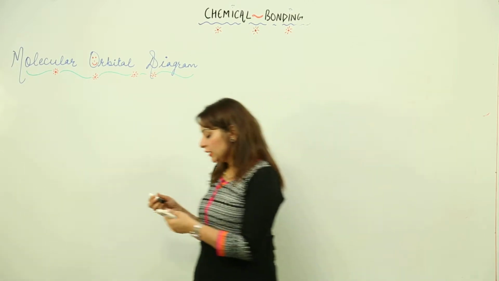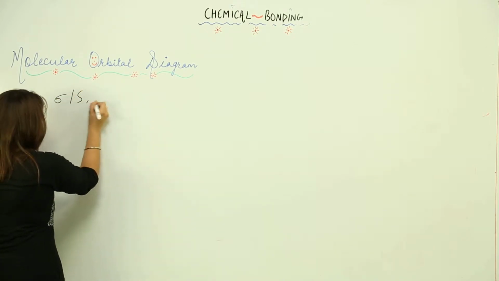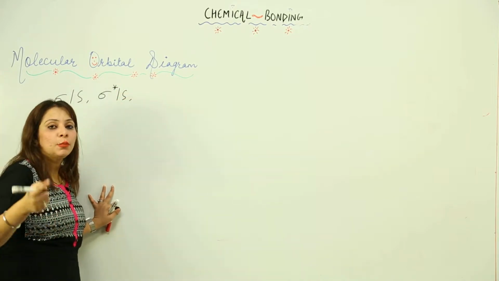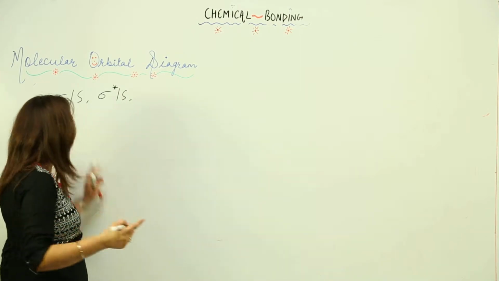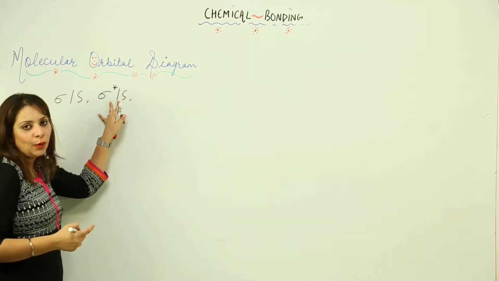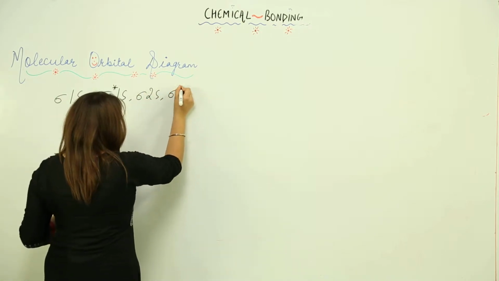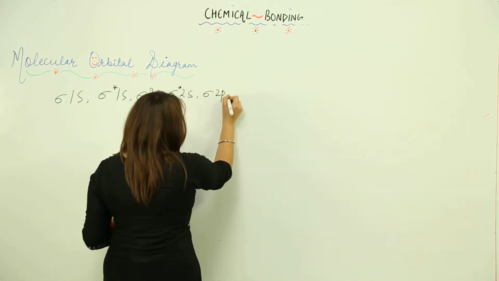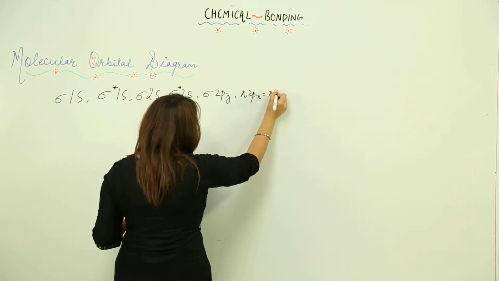So the order of the energies is sigma 1s, sigma star 1s. As you all know, for each orbital, the bonding molecular orbital is going to possess less energy and the anti-bonding is going to possess high energy, right. So this is the 1s orbital, sigma 1s with the lower energy and sigma star 1s with high energy. Likewise, we have sigma 2s, sigma star 2s, sigma 2pz, pi 2px equal to pi 2py.